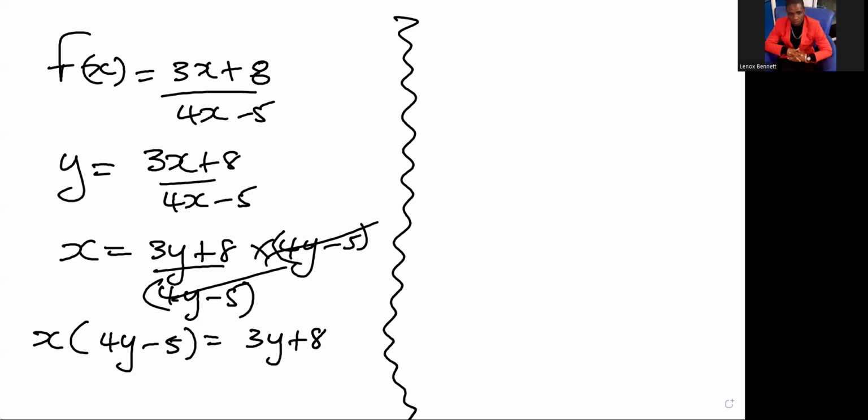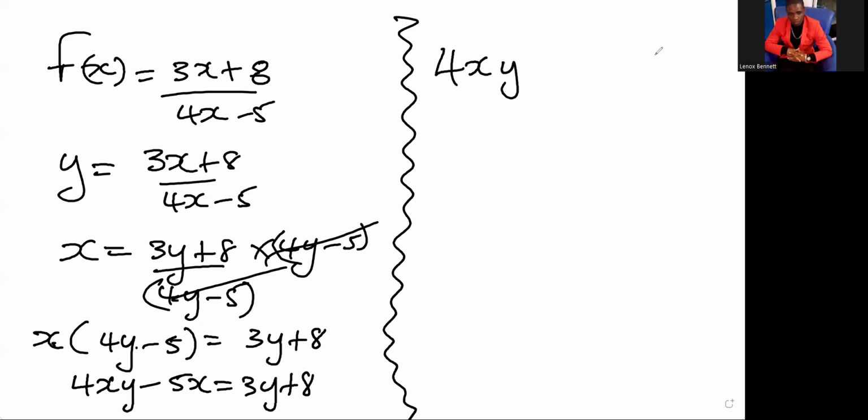All right, next thing you have to do, expand the bracket. Bracket means to multiply, right? So we're going to multiply x times this, x times the negative 5 as well. So x times 4y will give us 4xy. x times minus 5 will give us minus 5x. All right, we're not finished. So let me just rewrite this up here, because I don't want the confusion.